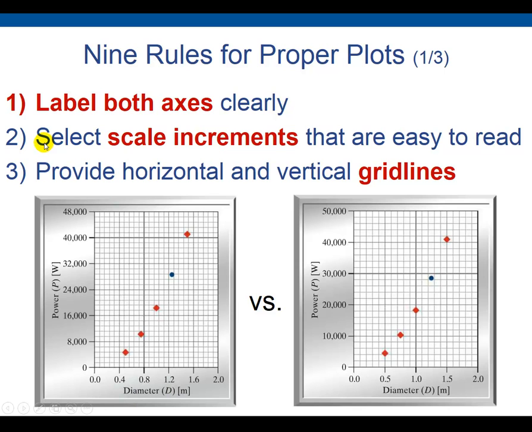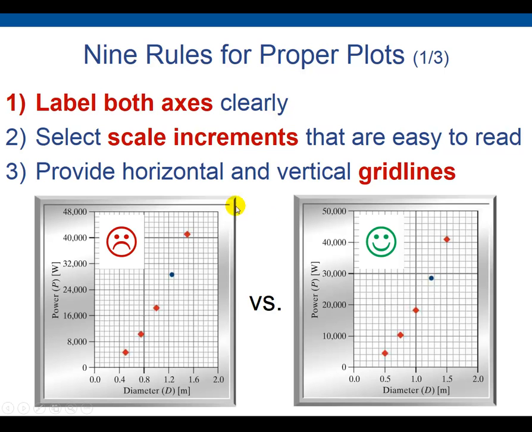And the second rule is to select scale increments that are easy to read. Here we have 2 figures, but the left one shows a 0.4 increment and the right image shows a 0.5 increment. In terms of clarity, I would recommend the right side image instead of the left one, because it's easy to recognize the individual units.